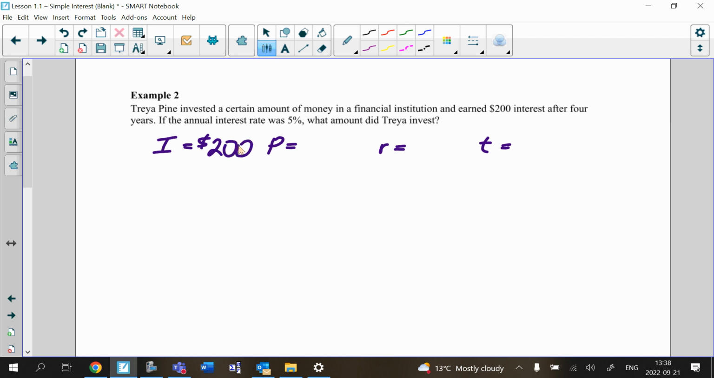The rate of interest was 5%, but to change it to a decimal, go back 2 decimal places to 0.05. And the time, remember, is in years. It says 4 years. So there's the information we have, and we know what we need to find. So using those formulas on the previous page, to find the principal, we take the interest divided by the rate of interest multiplied by the time.